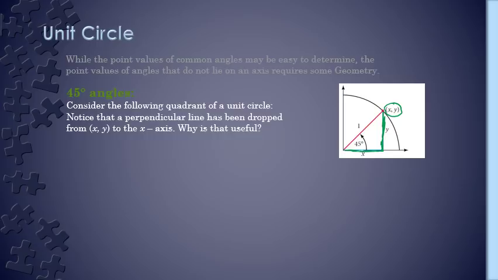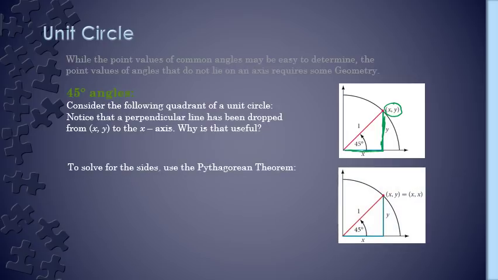So why do you think dropping that perpendicular line was useful? Well, my thought is that it's useful because it forms a right triangle. Without that, we don't have the right triangle. We just have the 45-degree angle.